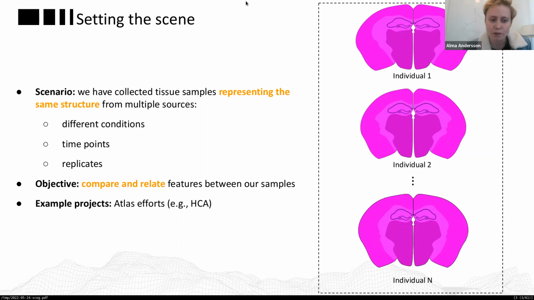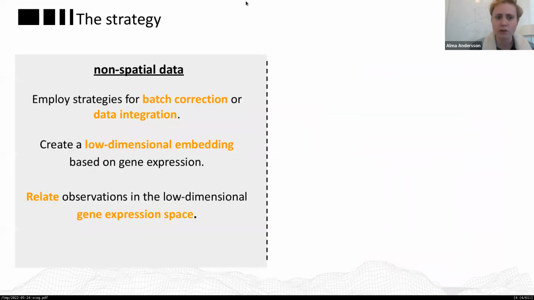And I guess some examples of projects where this is extremely relevant are these atlas efforts, such as the Human Cell Atlas. And in order to achieve this objective, when we're working with non-spatial data, we tend to employ these strategies for batch correction or data integration. And we then do this by creating this low-dimensional embedding based on the gene expression, and then try to relate observations in this low-dimensional gene expression space.